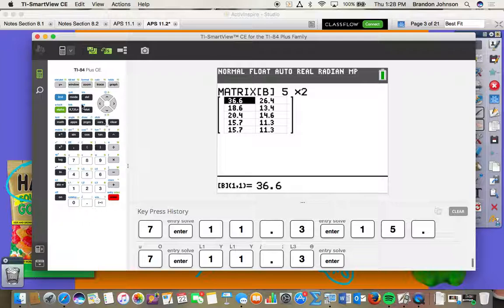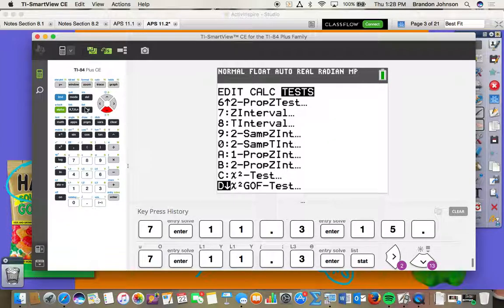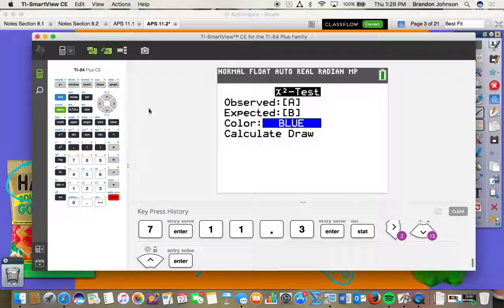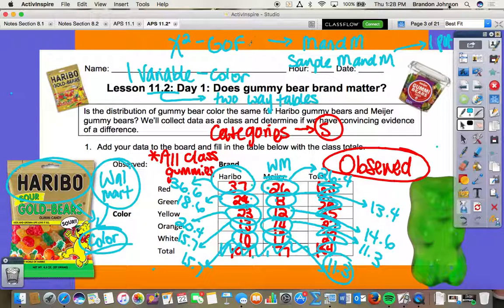We're going to go back to our test by going to stat this time, and this time, remember the chi-square GOF test? That was the one we've already done. Now we're going to go to chi-square test, where A is traditionally the observed and B would be the expected. We're then going to go down to calculate, and when we press calculate, we're going to see that our chi-square test would be 10.6 with our p-value of 0.03. So 10.62.